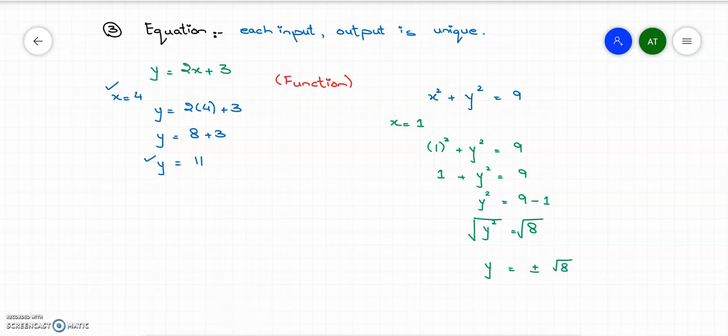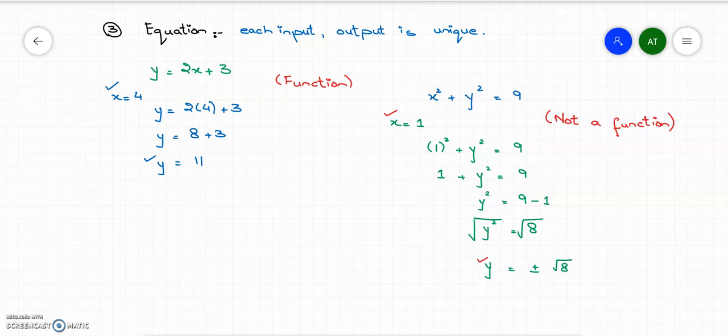You can see when the input is 1, the output is positive square root of 8 and negative square root of 8. We have two outputs. Since the output is not unique, we can say that the given equation is not a function because it is not generating a unique output for each input.